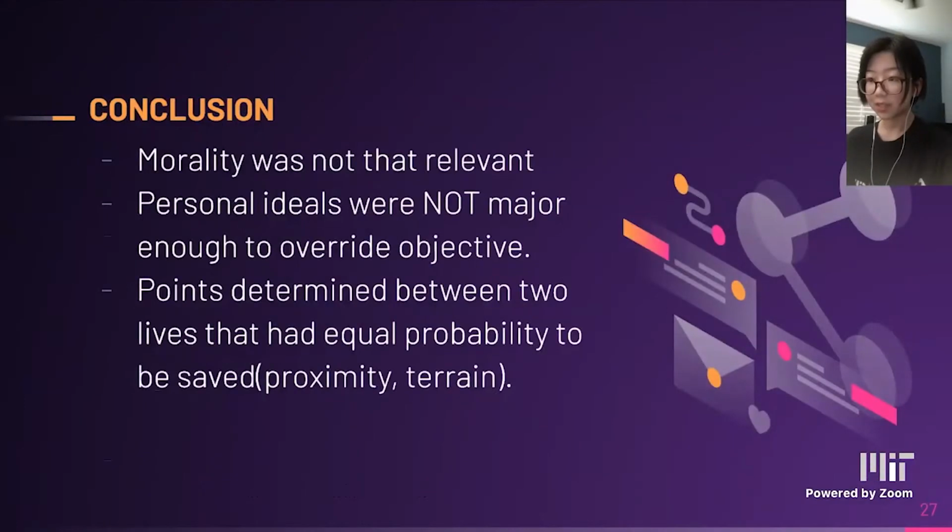The main conclusion is, human players didn't focus on morality as much as we expected. It was observed that they stuck to a more logical calculation of who was closest to them to save. Points had an effect when having to choose between two lives that could easily be saved in terms of proximity or terrain. When given a goal, they strive to achieve that specifically.